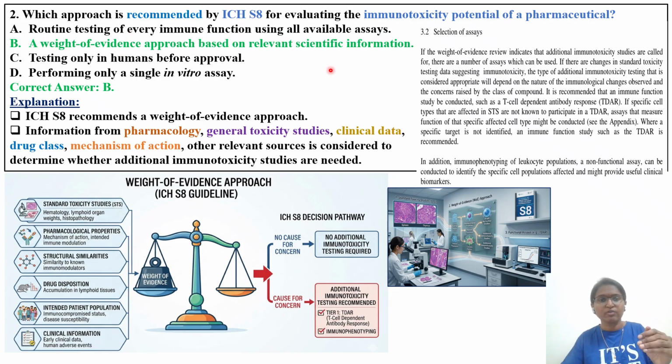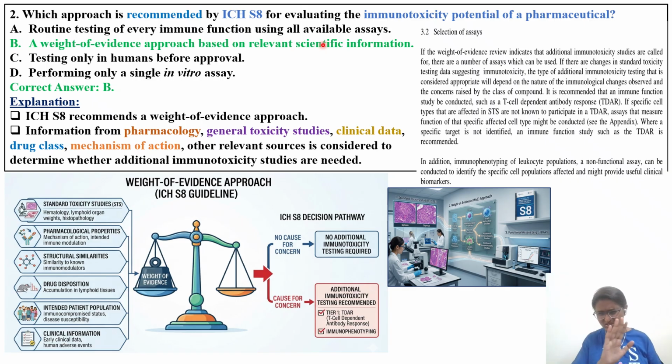This is the approach that ICH S8 recommends for evaluating the immunotoxicity potential of a pharmaceutical. So what are the other options which are not applicable? Routine testing of every immune function using all available assays.